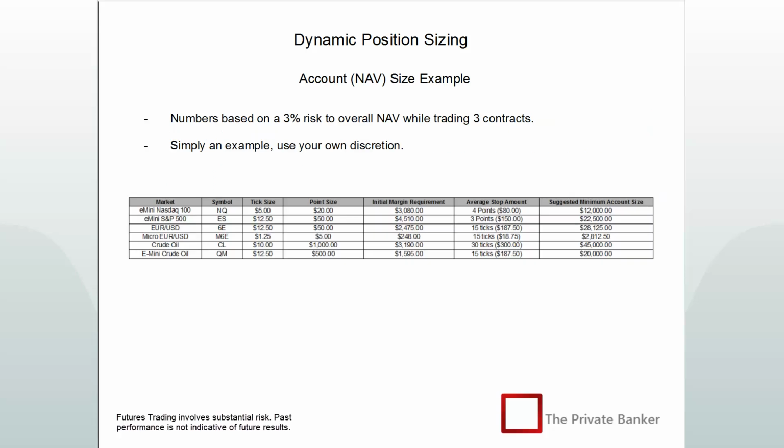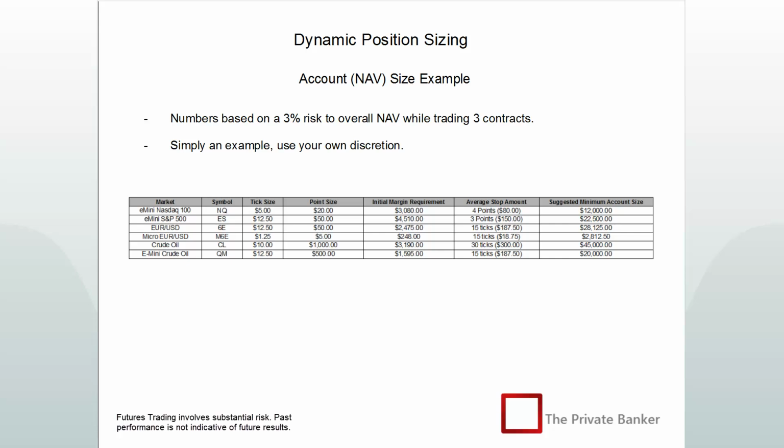So here's an example of looking at an account size and determining, based on risking 3% of your overall NAV while trading 3 contracts. This is simply an example. Use this at your own discretion, but it gives you a suggested account size that you should be operating with based upon those risk parameters. Again, 3% risk, and it's really just average risk per market. Some of these may not be quite up to date, but that's the thinking here, it's more based on averages.